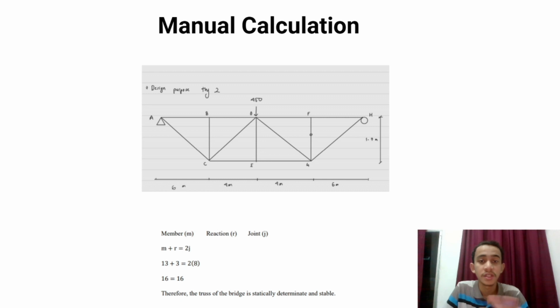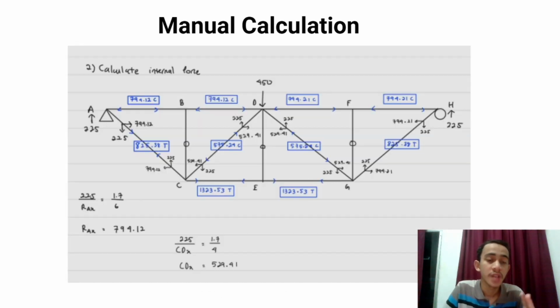So after we know this system is stable, we can calculate internal force for each member in the system. So this is how we calculate the internal force for each member in the system. So we use the inspection method. So the point load at joint D we got 450 kilonewton, and the position is at the middle of the system. So we can divide by two to find the outward reactions at A and H. So we got 225 for each reaction.